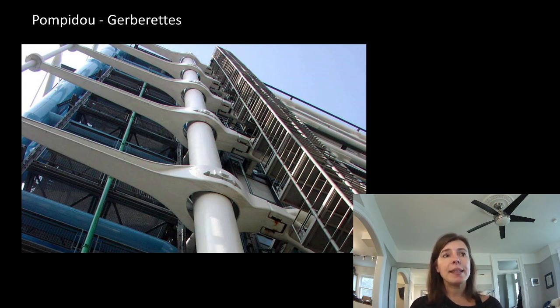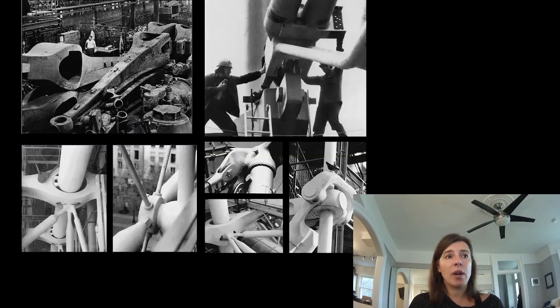Pompidou, with its Gerberettes, there's lots of interesting things to talk about this project, and we will probably talk about it when we talk about mechanical systems, I would imagine. What was really cool about this are the Gerberettes, these cast steel elements. I'm going to talk a little bit more about castings later on in the lecture. But this is very complex geometry. And how do you show how to make this object? How do you even tell someone how to do that?